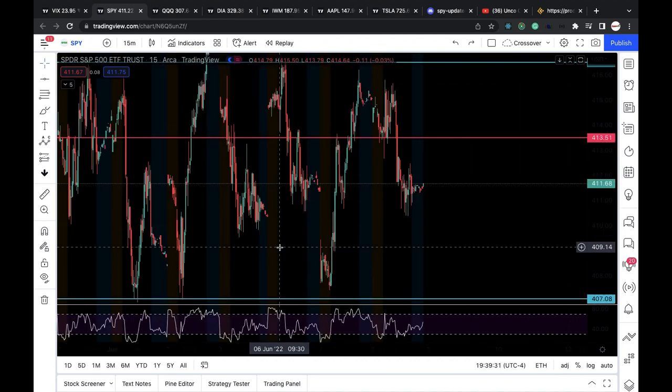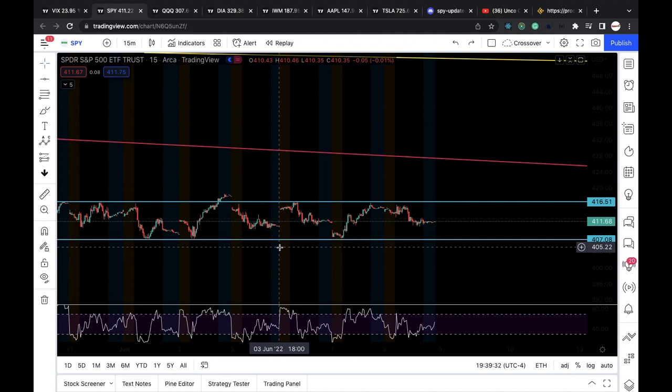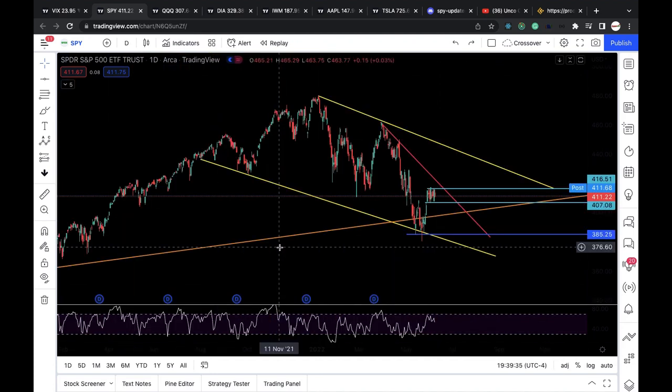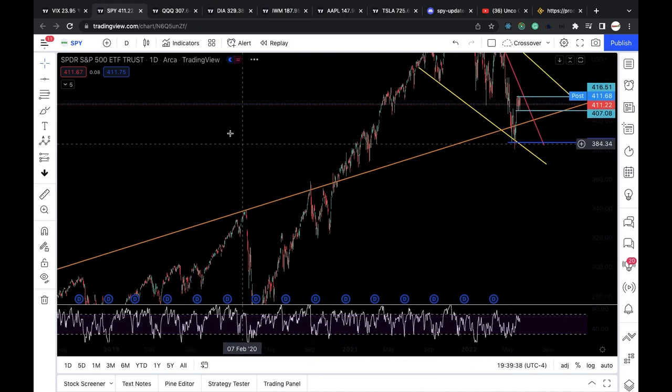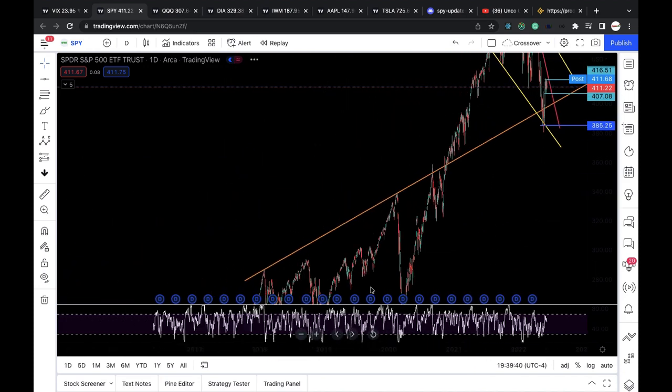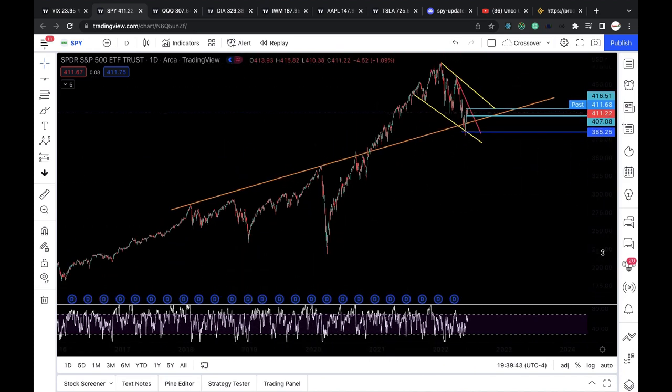Now I'm going to go straight to the daily chart today. I'm going to cut to the chase. You can see the orange line here. That's my multi-year trend line. It has had many tests. And also, of course, there's the bull flag and the yellow lines.